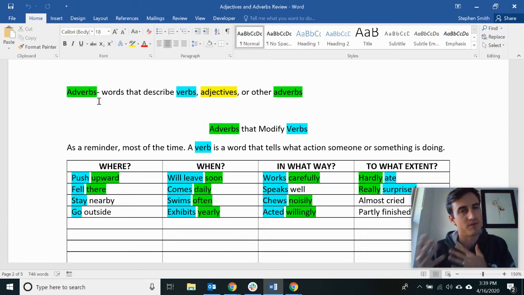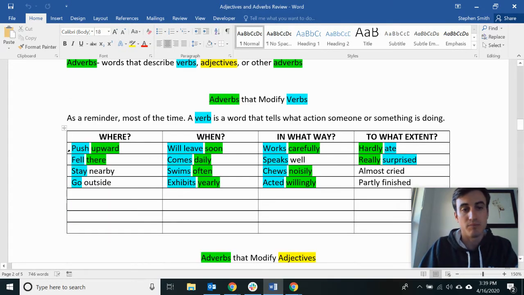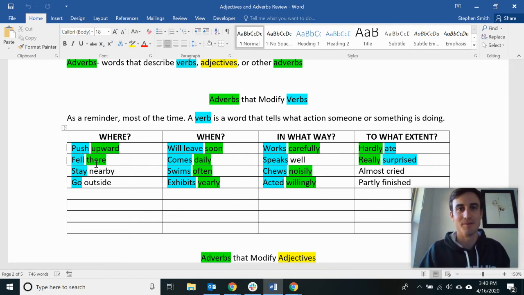So here's an example of each of those. This is adverbs that describe verbs. Now keep in mind, a verb is an action. So in blue, I have actions: push, fell, stay, go. In green, I have adverbs. It describes those actions more. It gives more detail. It adds to the verb. That's why it's called an adverb. It adds more to the verb.